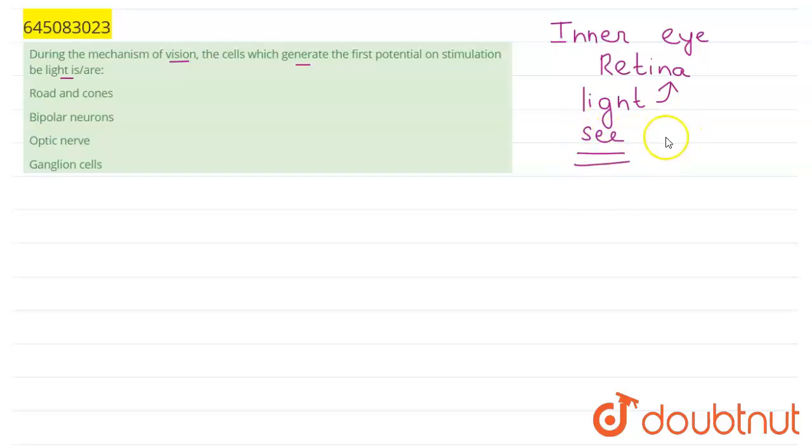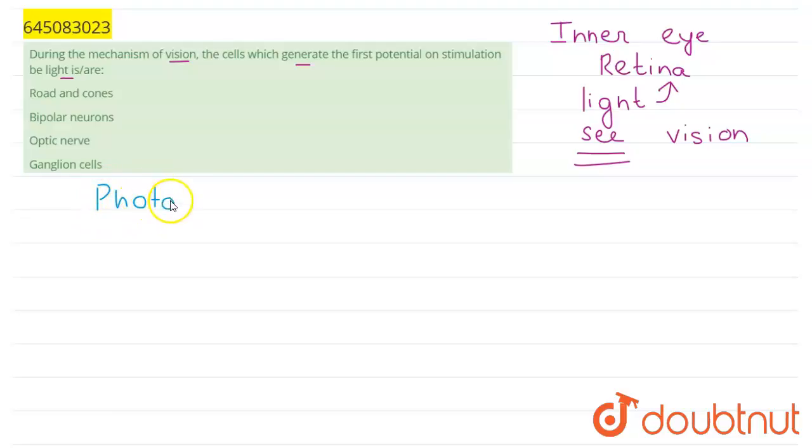This first potential is generated in the inner part of the eye, and this inner eye has the retina. This is responsible for generation of the first potential. So when light falls on certain cells which are present inside this retina, they generate the first potential, and then this message travels to the brain, and that is how we can see, which is known as the mechanism of vision.